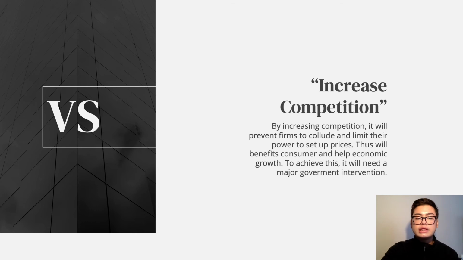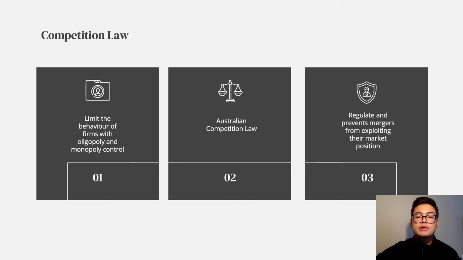And then to achieve this increased competition, it will need government intervention. One of the physical forms of government intervention that we can see is in the shape of competition law. What competition law will do is limit the behavior of firms with oligopoly and monopoly control over the market. In Australia, it's called Australian competition law. This will regulate and prevent mergers from exploiting their market position.